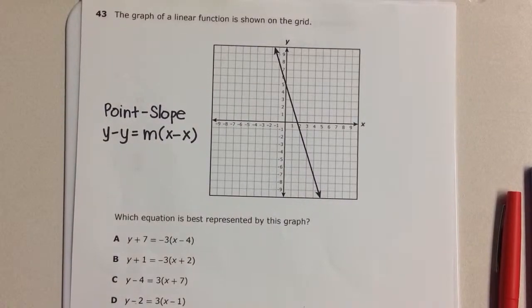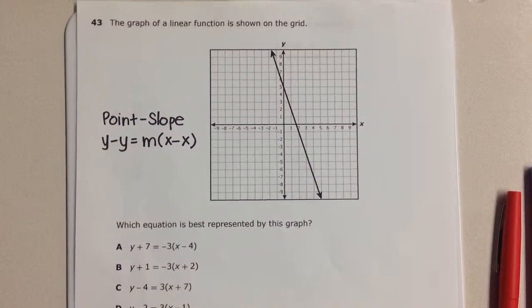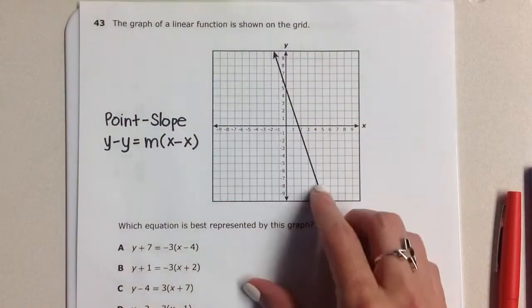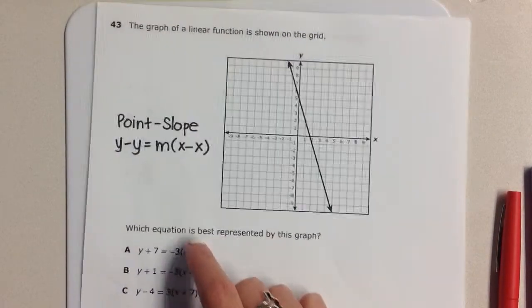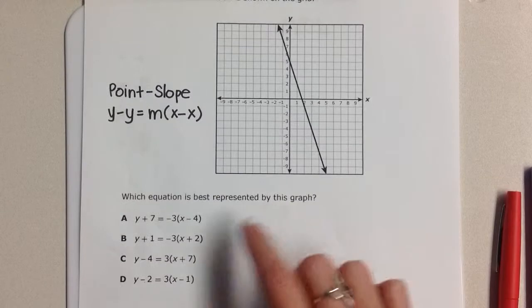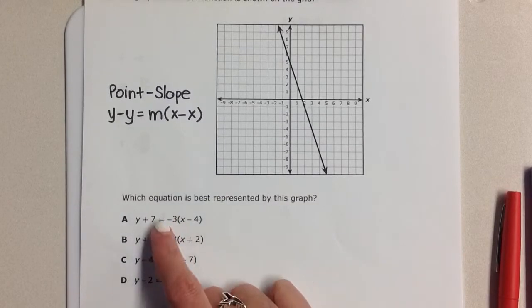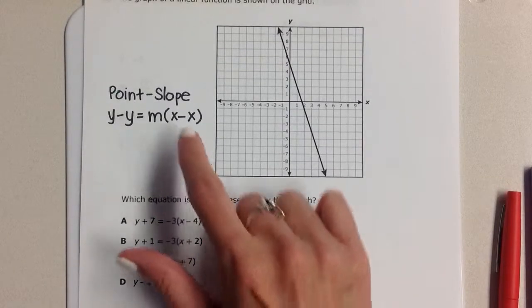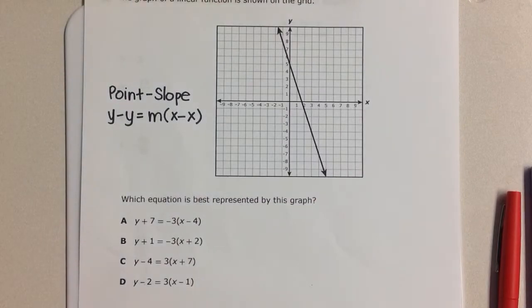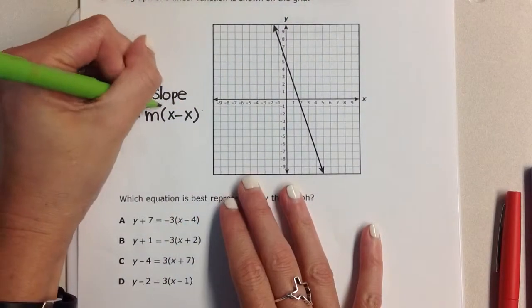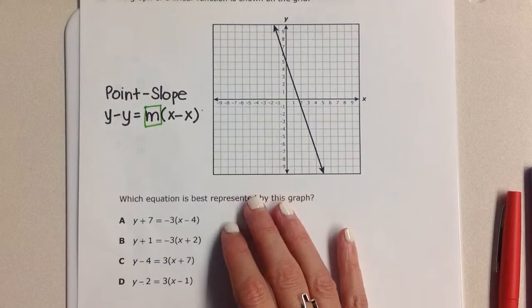Okay, question number 43 on your benchmark says the graph of a linear function is shown on the grid below. So they have graphed a line for us, and they want to know which equation is best represented by the graph. So we have A, B, C, D. If you recognize the format of this, it is point slope format. And in this format, you can look at your slope. You can easily identify it if you know where to look.